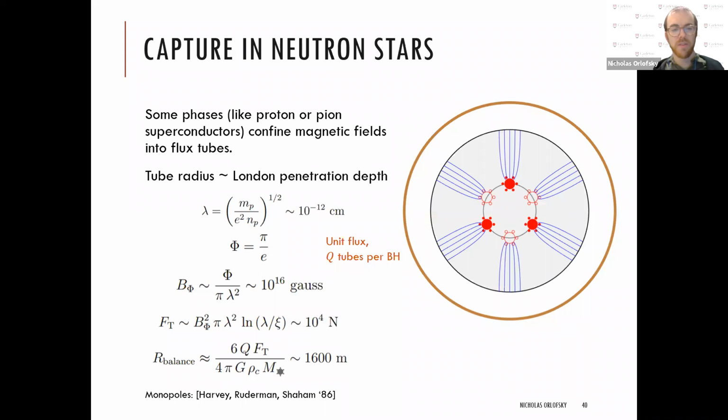So for these Q different tubes, each with some tension force, comparing that force to the force of gravity, these are stabilized about 1 kilometer outside of the center of the neutron star. So very, very much in the center of the neutron star core, where, as I said, we don't know a lot about what's happening in that region. And yeah, there's a lot of work, of course, that has been done on this in the context of ordinary monopoles. Here's just one paper that talks about this.